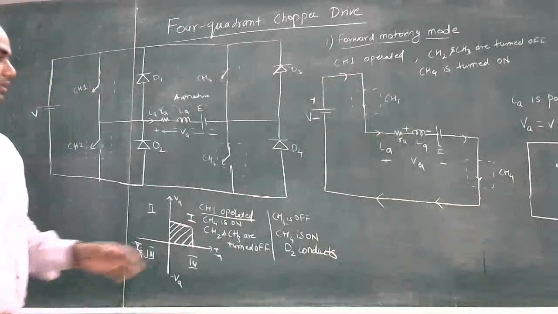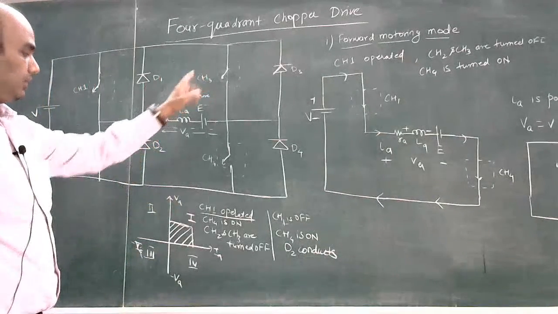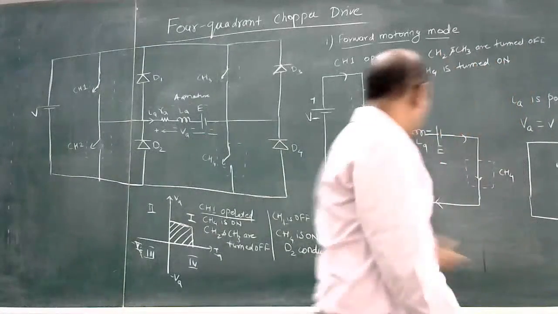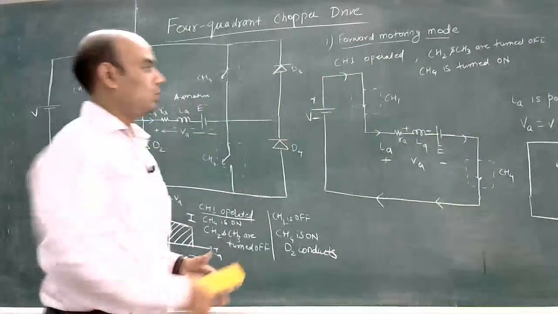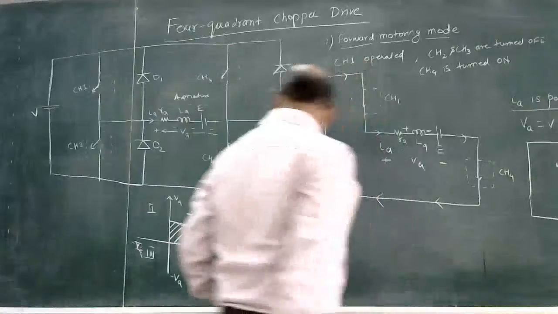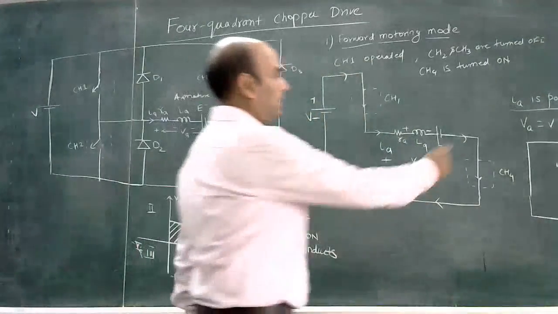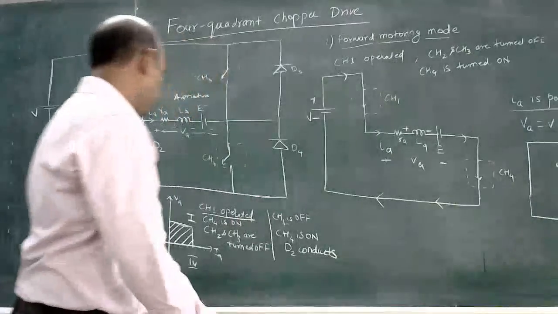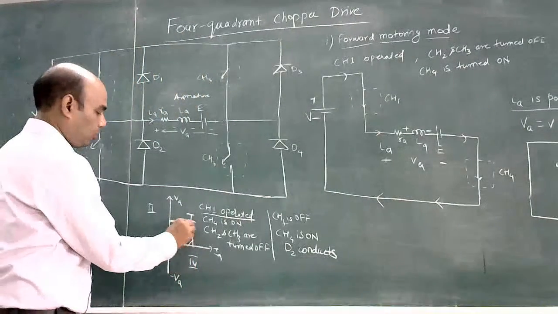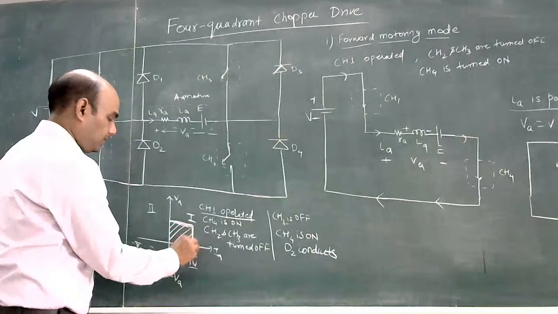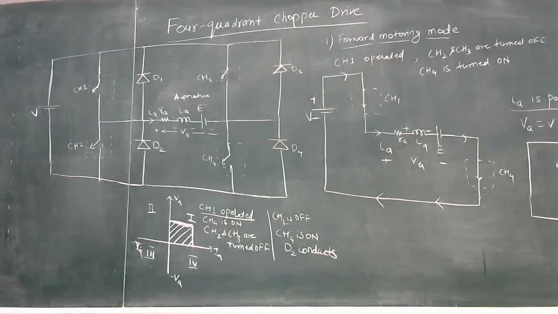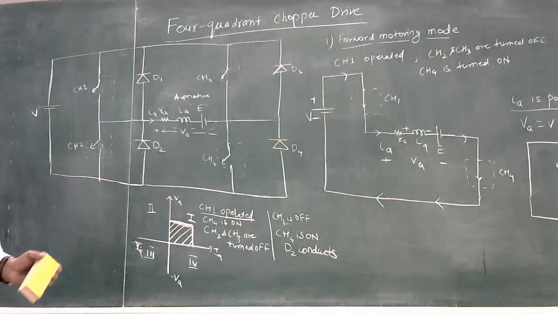So this is the condition where the current is in the positive direction, it is in this direction, so current is positive, and VA is equal to 0. So this will again operate in first quadrant. Now if you want to stop this motor.